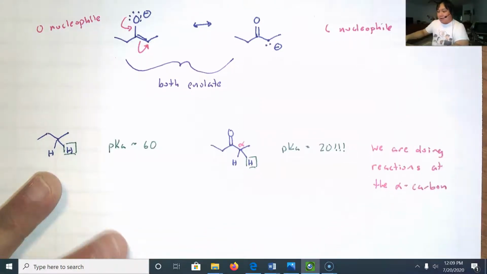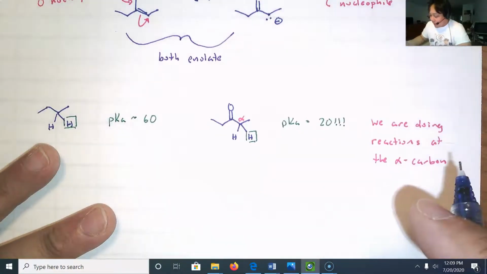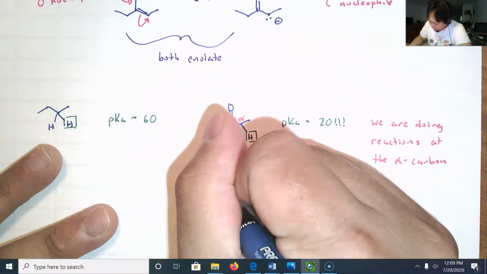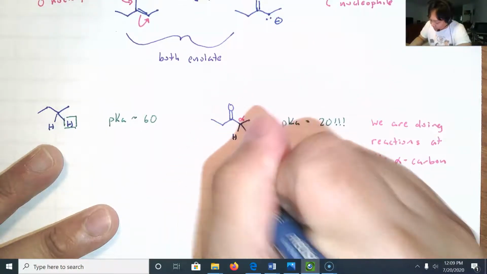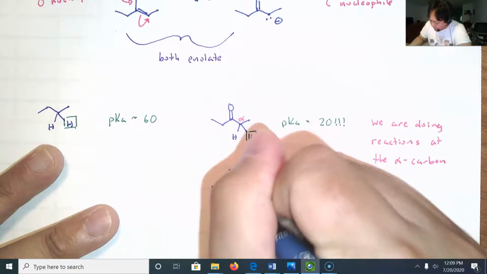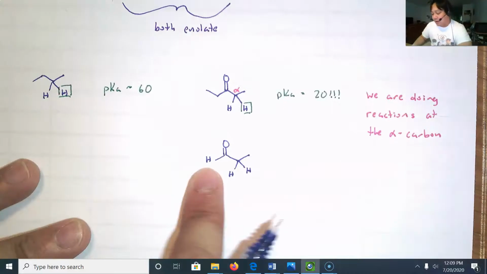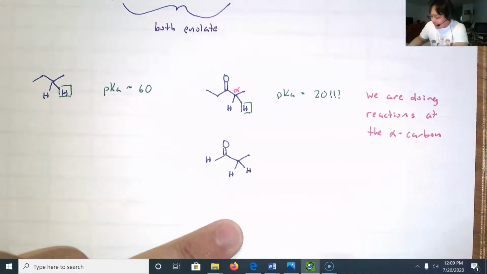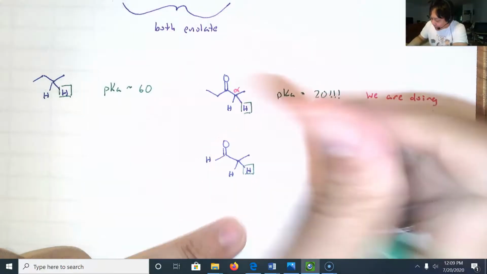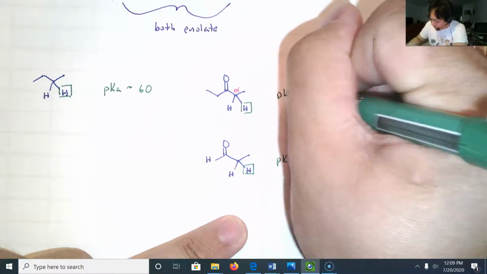Let me give you another couple pKa's. How about if this was an aldehyde? Does that change things? It does change things quite a bit, because we don't have an electron donating group on the left side of the molecule. Can you predict whether this pKa is going to be higher or lower? More acidic or less acidic?